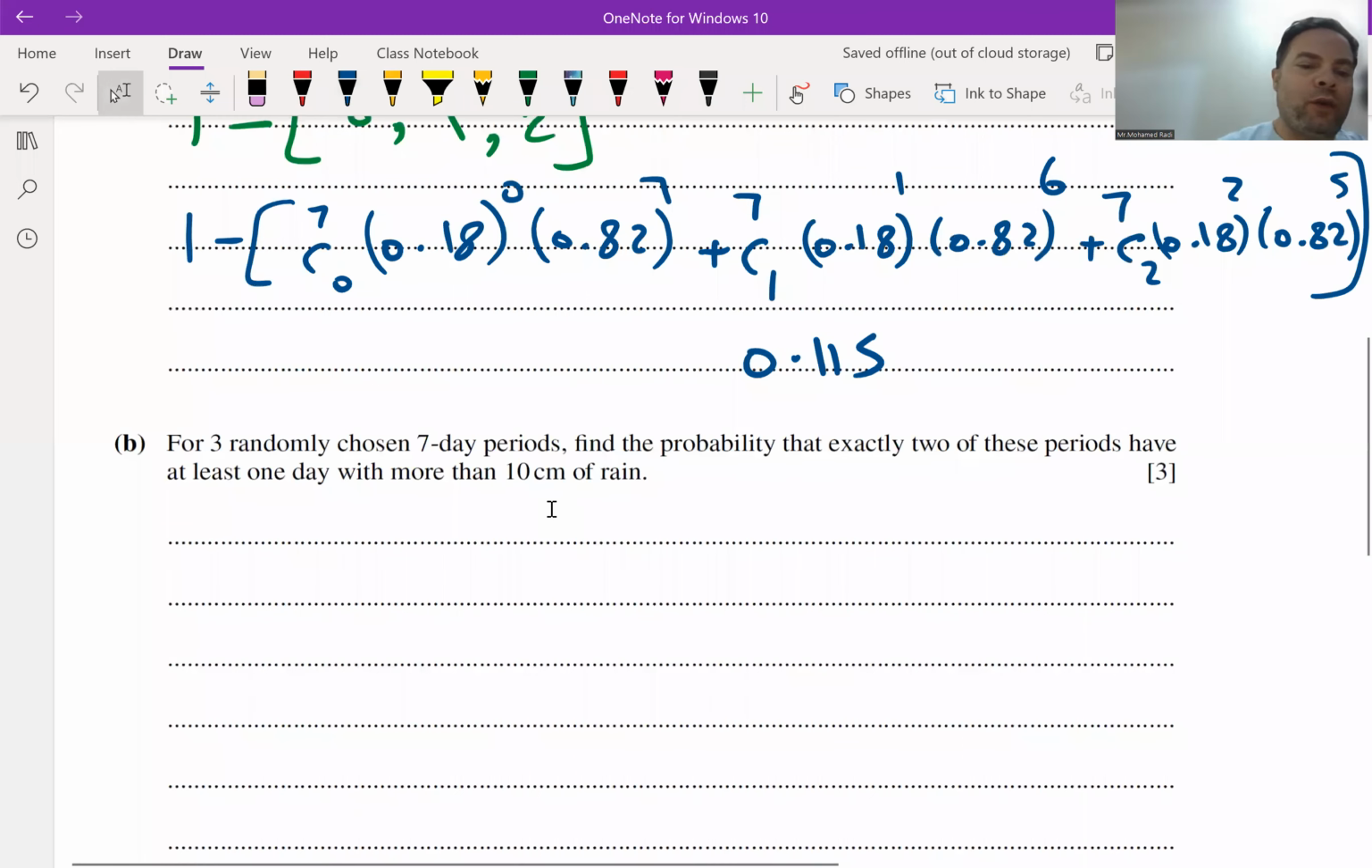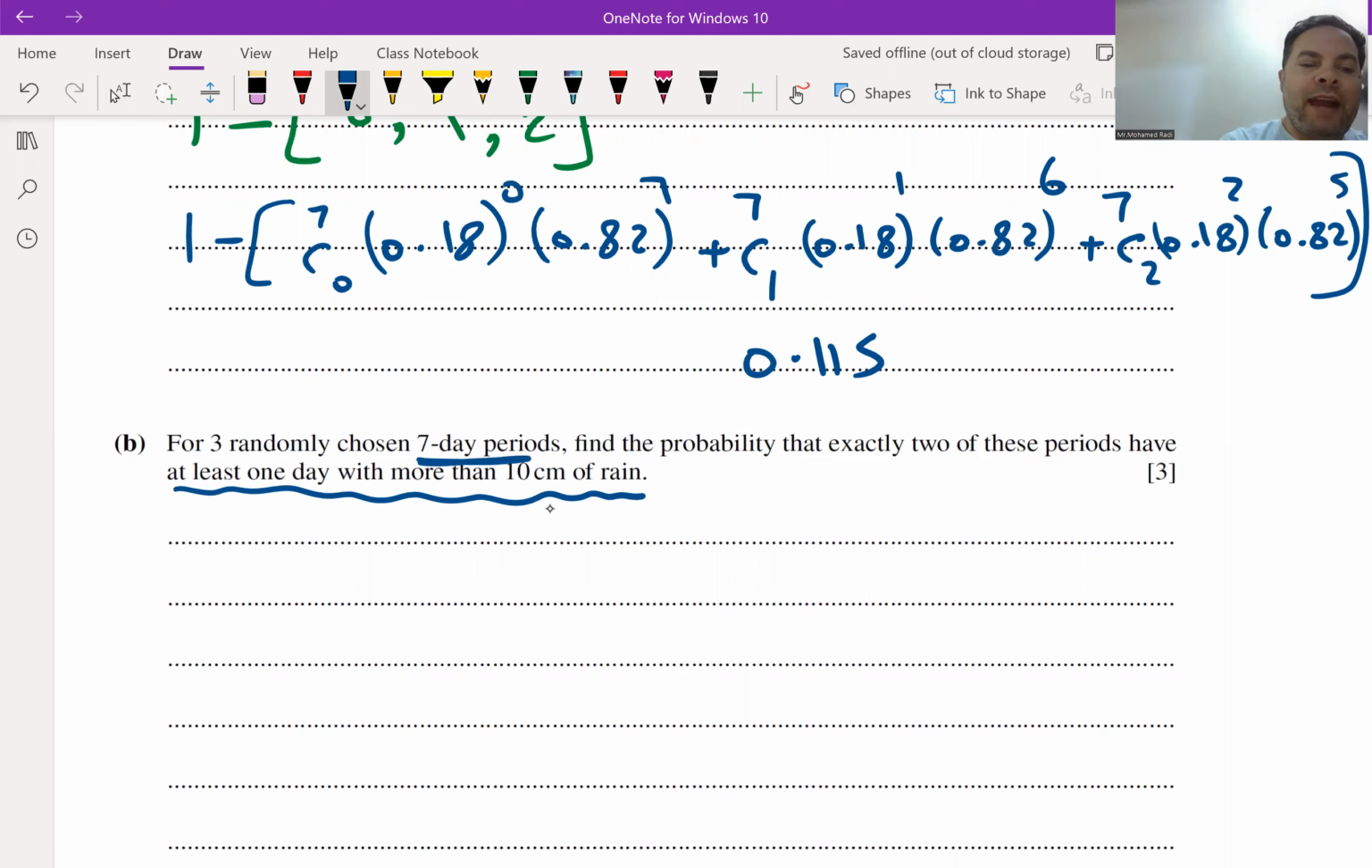Part B: for 3 randomly chosen 7-day periods, find the probability that exactly 2 of these periods have at least 1 day with more than 10 centimeters of rain. First of all, I will find this probability. We already have 7 days. What is the probability that at least 1 day is more than 10? At least means one or more.